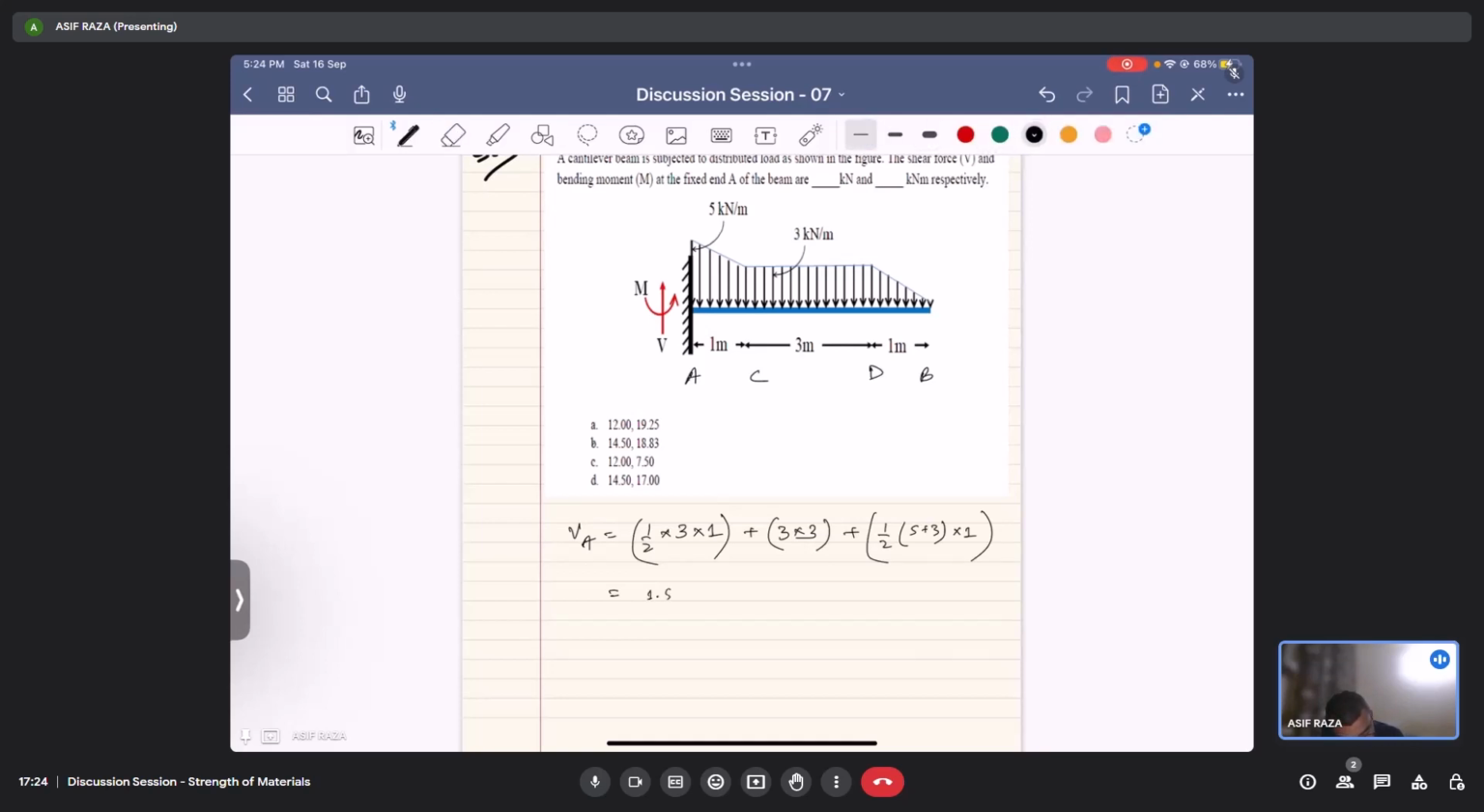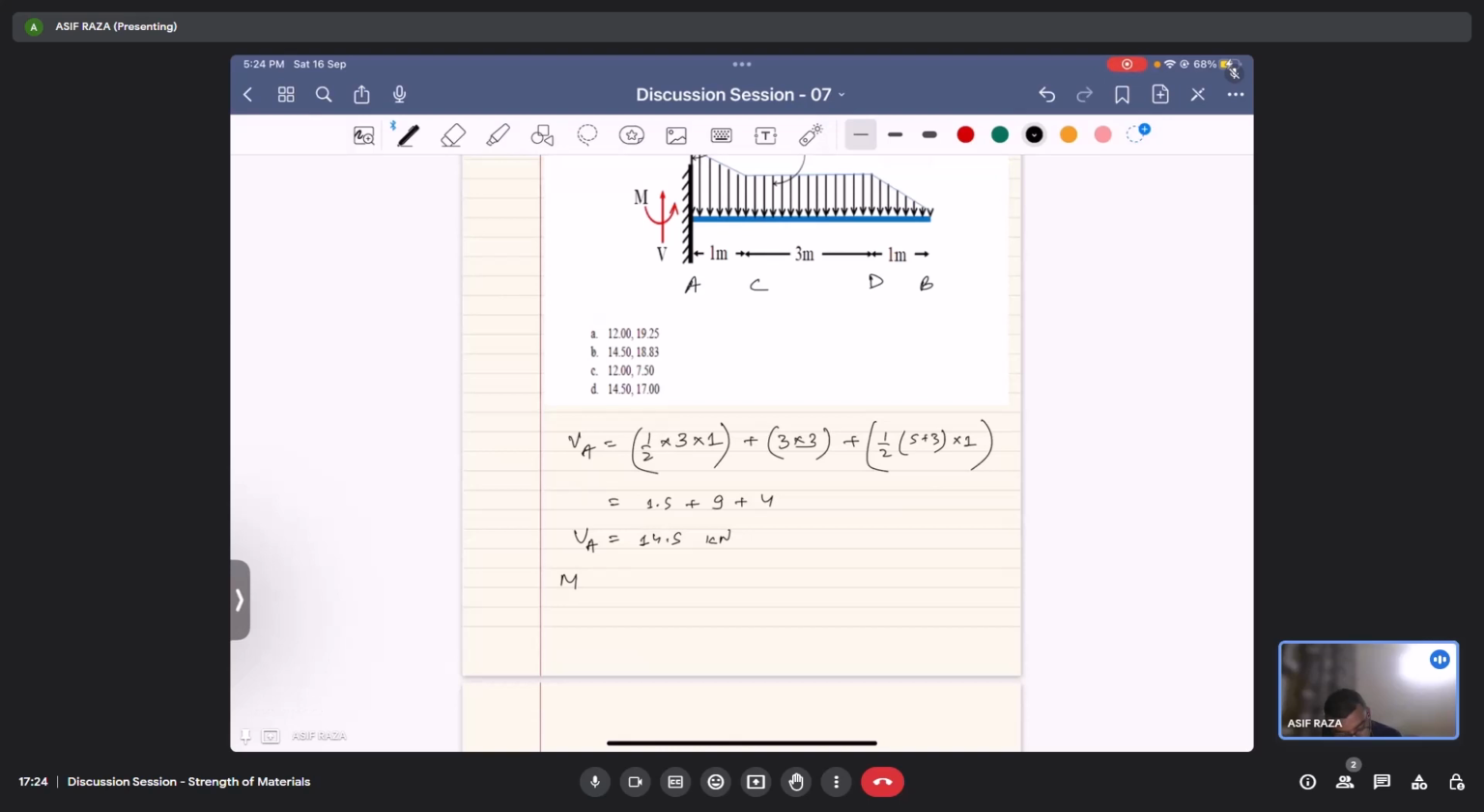Okay, so this would be equal to, let's calculate it, this would be 1.5, this would be 9, and this would be 4. So 9 plus 4 is 13, 14.5 kilonewton would be my shear force at A.